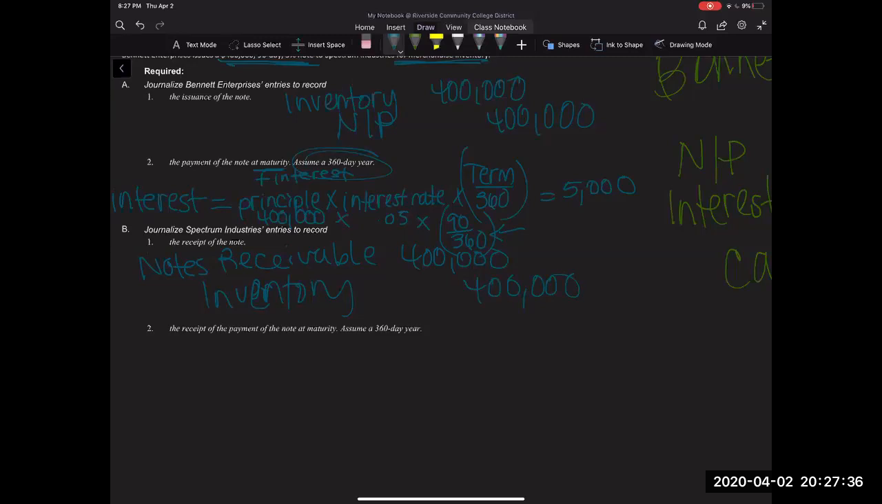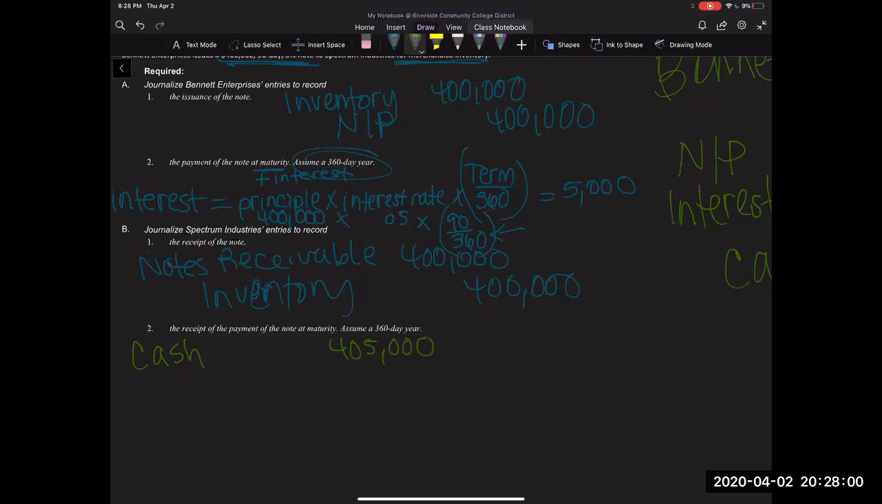Okay. All right. So now for maturity for them, they're in a sweet spot. They don't really have to calculate anything, or we've already done it. So if we calculate the interest on their side, then it's going to be the same thing. It's almost like a mirror image. So the debit to them, what they're going to be gaining is cash, right, in the amount of the $405,000 because that's principal plus interest.